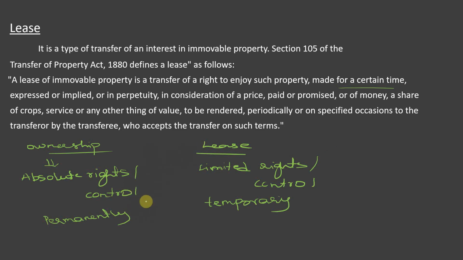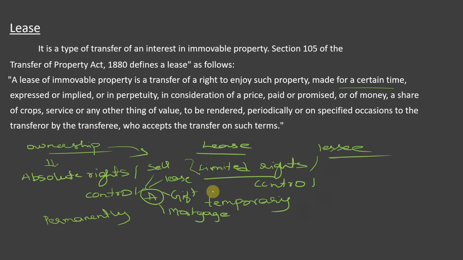In ownership, for example, A is the owner of the property, then he has all the rights over the property. That is the right to sell, right to give it on lease, or else gift it, mortgage it, etc. These are the rights which we already understood when we learnt about ownership. These are the rights which the owner has. But in case of lease, there are only limited rights to the lessee. So this is the main difference between ownership and lease.